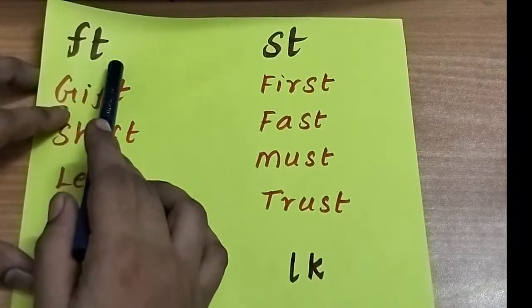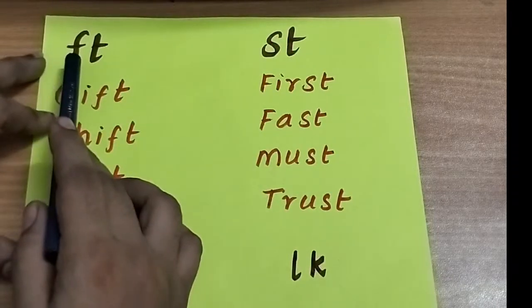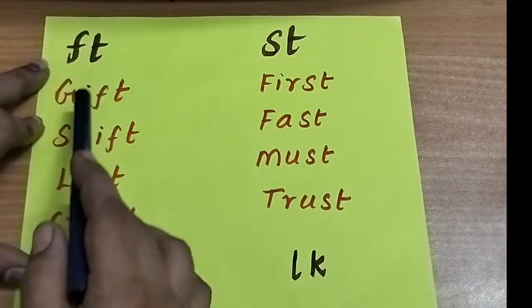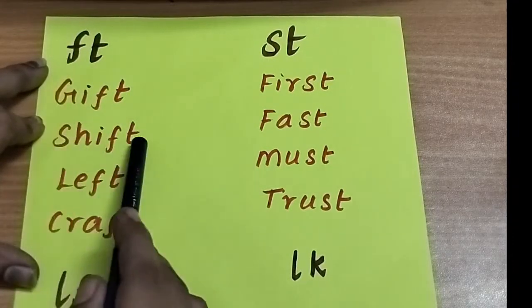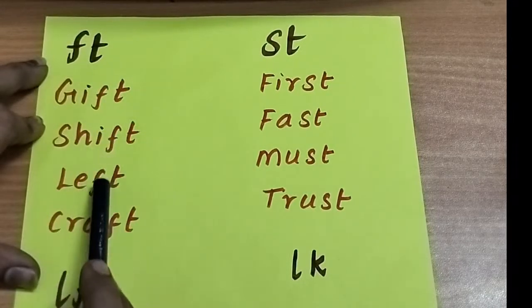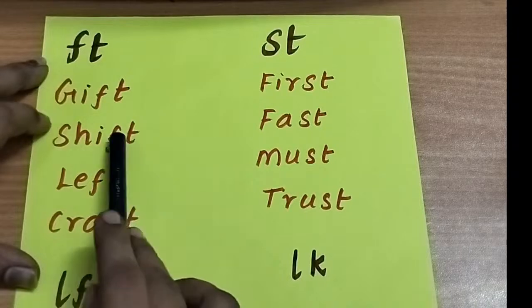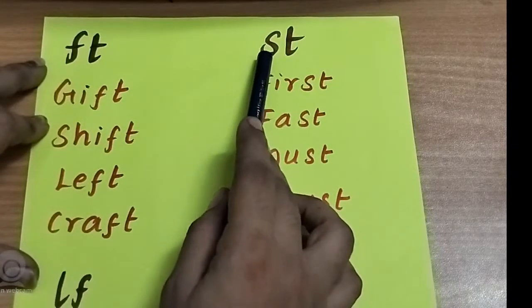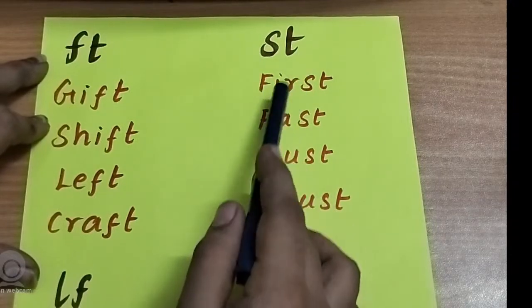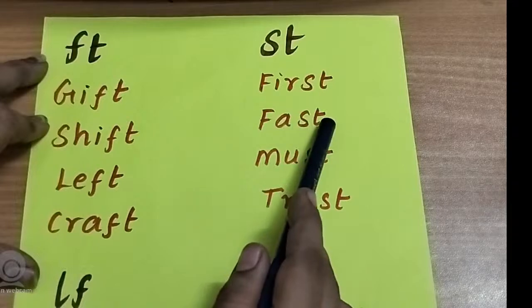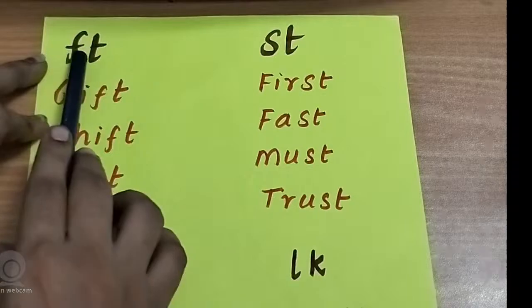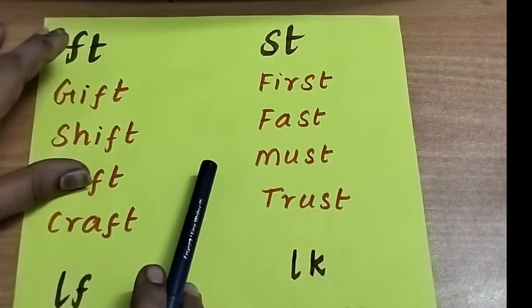Next is FT and ST. The sound of F is F. Next, the sound of T is T. Okay. Gift, shift, left, craft. So the FT is at the end of the word. Okay. Next, ST. The sound of S is S. Next, the sound of T is T. St. First, fast, must, trust. So these are the words for FT and ST consonant blends.